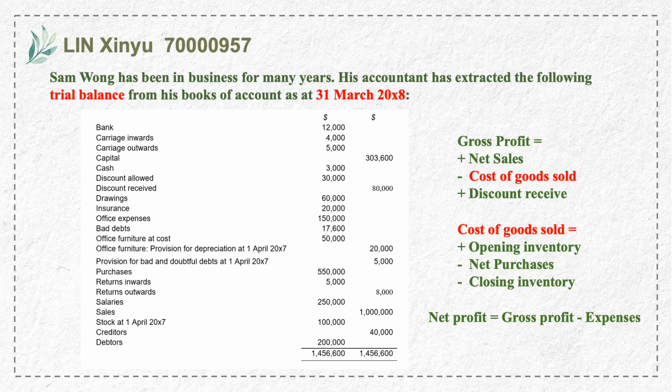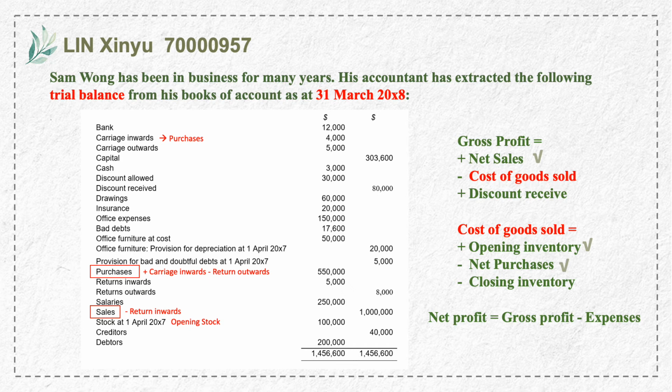The right-hand side is the formula about the income statement. Gross profit equals net sales, and the sales is here, but we should minus returns inwards to get the net sales. And the cost of goods sold equals opening inventory, which is here, and then minus net purchases. Carriage inwards belongs to purchases. So we should use purchases plus carriage inwards and minus returns outwards to get the net purchases.